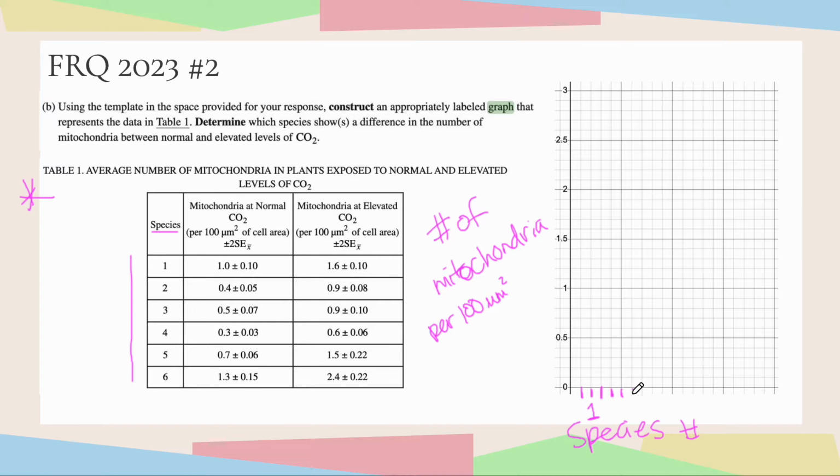And then this would be for species 2. And I'm going to skip a box. This will be for species 3 and so on. I'm going to start off with those and then we can go on from there.